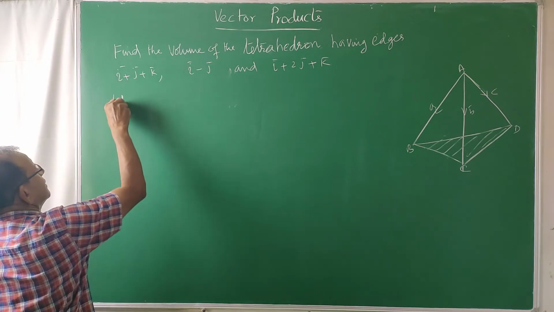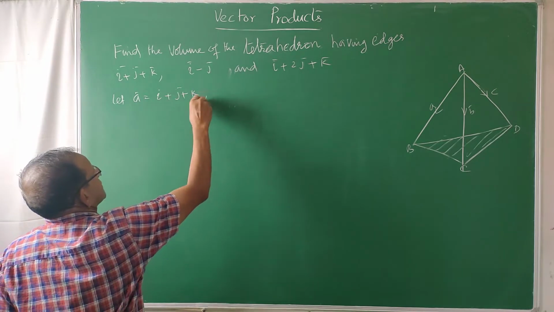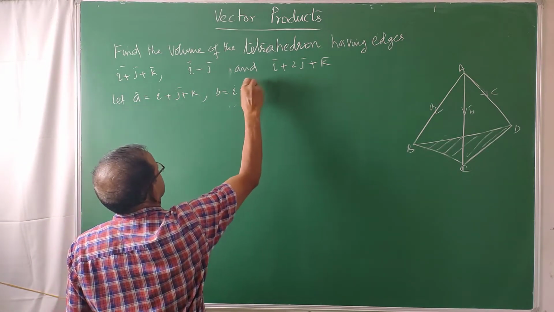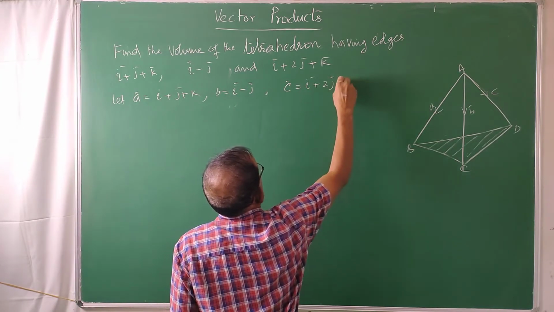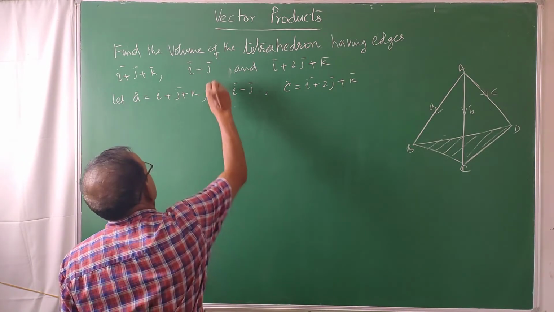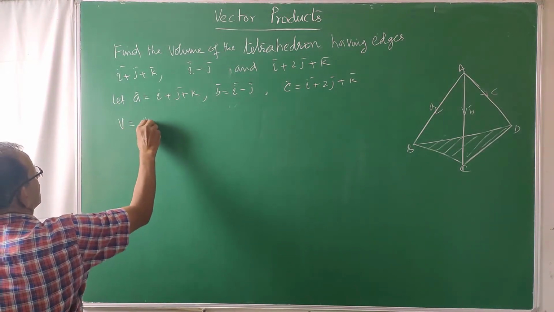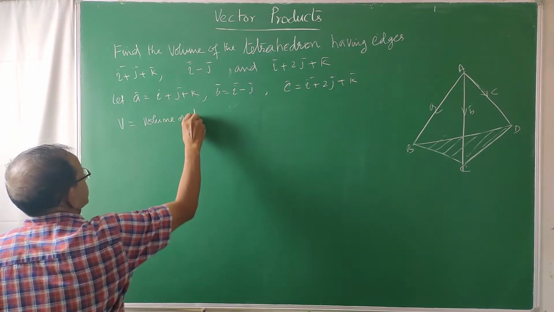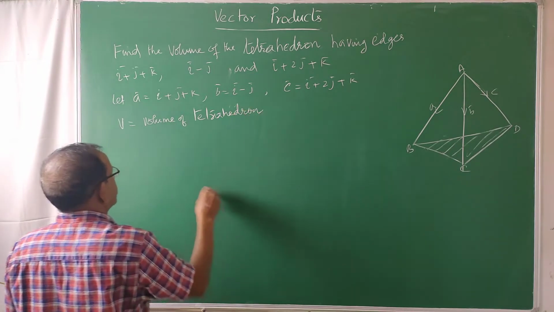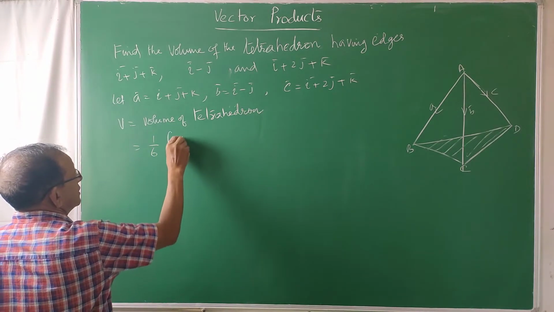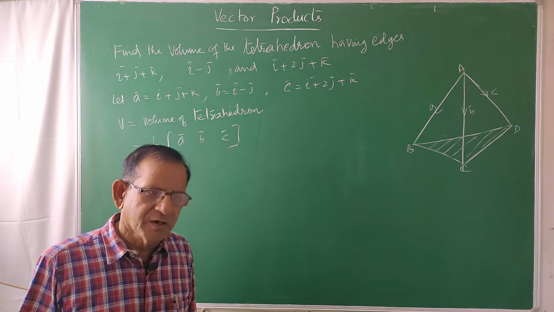Let A bar be equal to I plus J plus K. B bar is equal to I bar minus J bar. C bar is equal to I plus 2J plus K bar. Now the volume V of the tetrahedron is equal to 1 by 6 times box ABC, the scalar triple product of A bar, B bar and C bar.